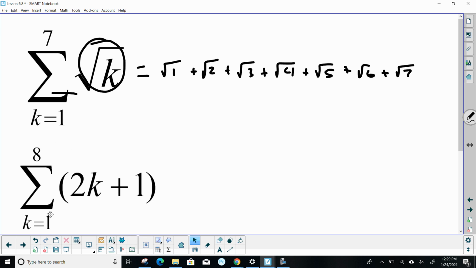You guys take just a second, find out what this bottom one's equal to. So pause the video if you want, work it out, and then come back. By the way, these examples aren't in the book. I just want to review with you a little bit of summation notation.